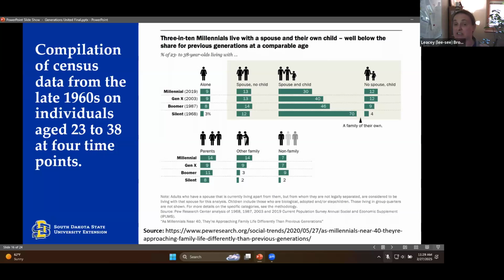And then you get to my generation, the millennials, in 2019, when we were 23 to 38, 30% of us were living with a spouse and child. This is a data set that allows you to see differences by generation because we have the data point from when each generation was 23 to 38 years old. Any comments or questions about this graph?